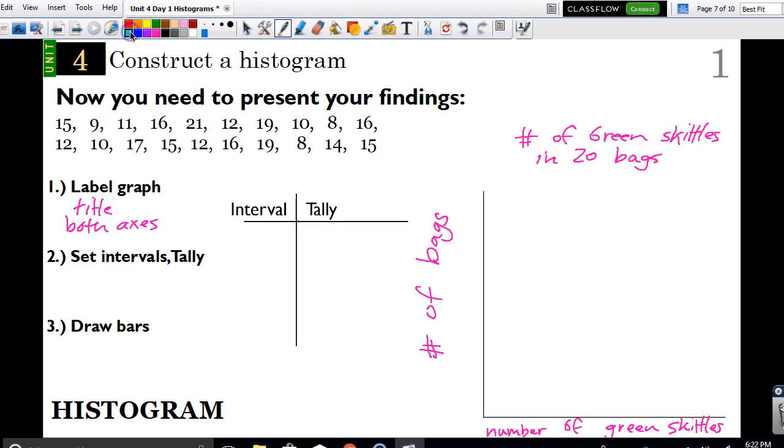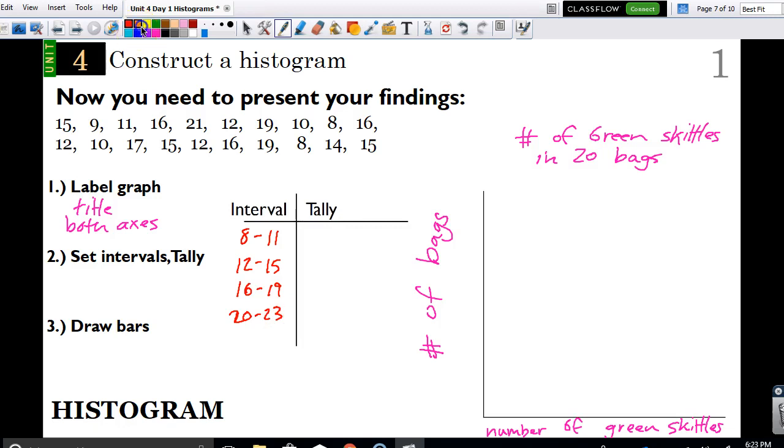Alright, so the first thing we want to do is figure out how many bars, how many intervals we want to have. I see that the lowest number I have in a bag is 8, and the highest number I have is 21, I believe. So let's say I want to have 6 bars. Let's start with the lowest number, and we'll go from 8 up to maybe 11. Then we'll go from 12, and we're going by threes here, so 12 to 15. Then we'll do 16 to 19, and then from 20 to 23.